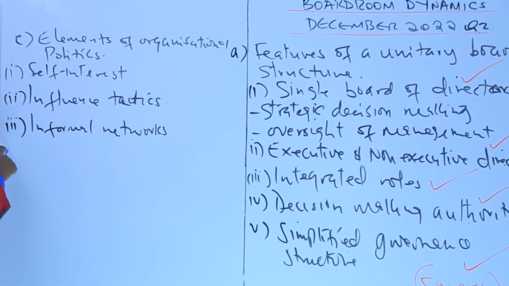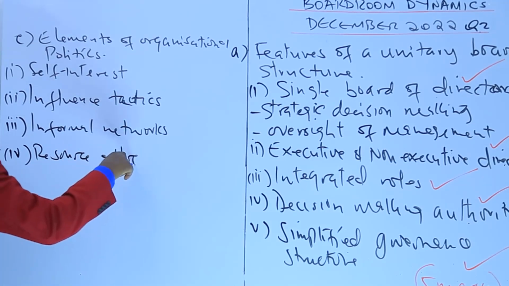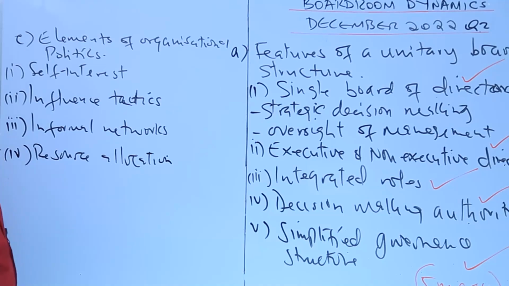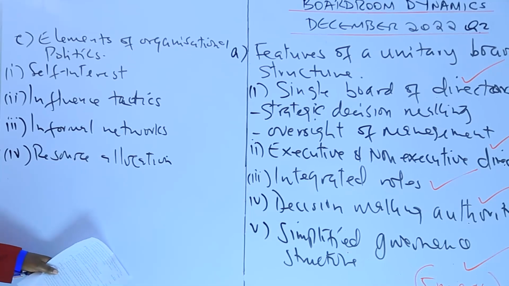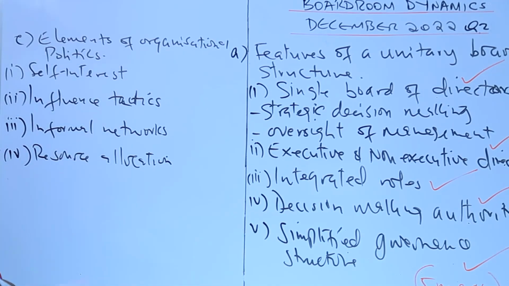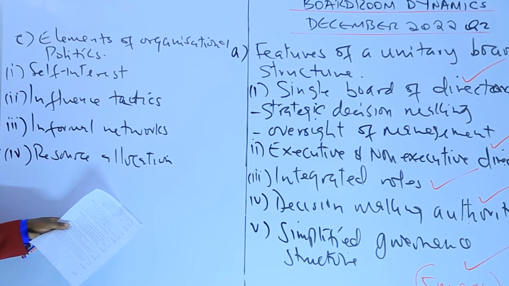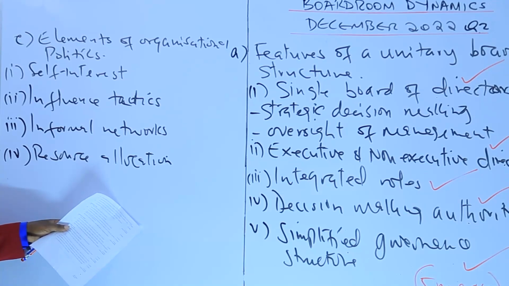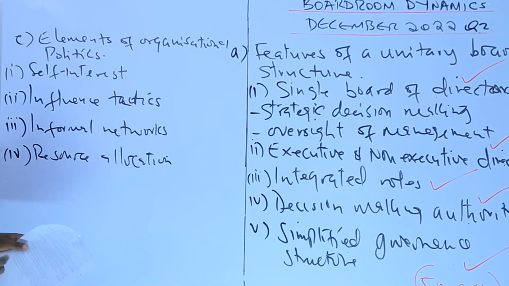Resource allocation, number 4, is yet another component of organizational politics. Political behavior may be evident in how resources like budgets, projects or promotions are allocated within the organization, favoring certain individuals and sometimes favoring certain departments within the organization. So resource allocation is an element of organizational politics.